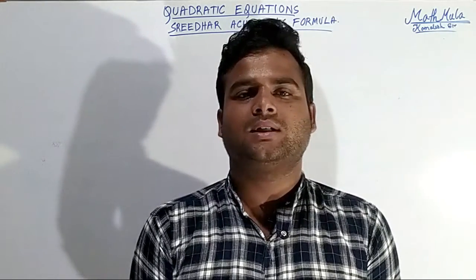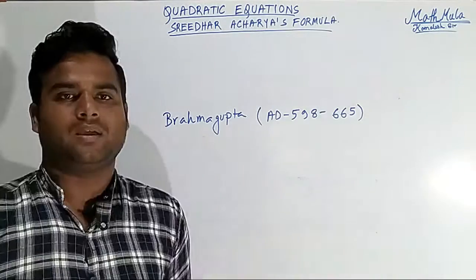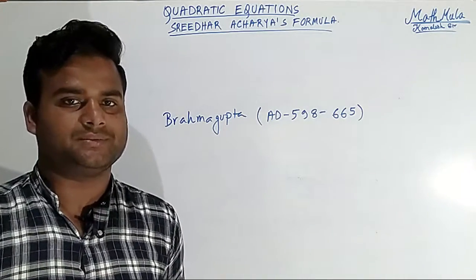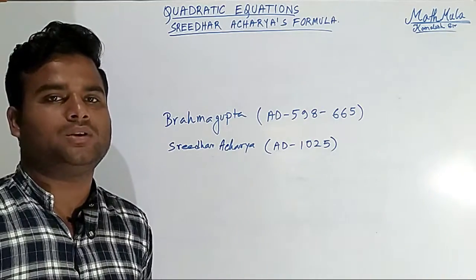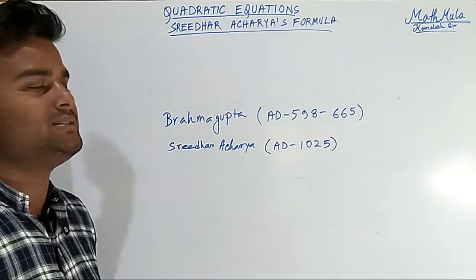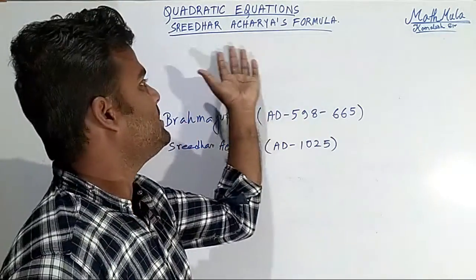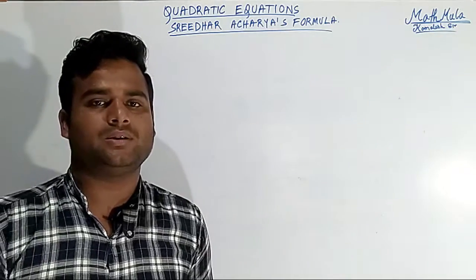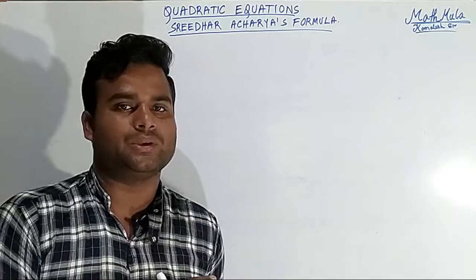Today we learn Siddhar Acharya's formula. The first Indian mathematician Brahmagupta gave an implicit formula to solve a quadratic equation. Later on, Siddhar Acharya delivered a fantastic formula for solving a quadratic equation by completing the square. It is known as Siddhar Acharya's formula. Today we discuss Siddhar Acharya's formula by completing the square, and this method is called the general method of solving a quadratic equation.